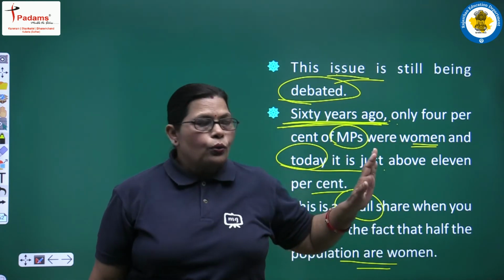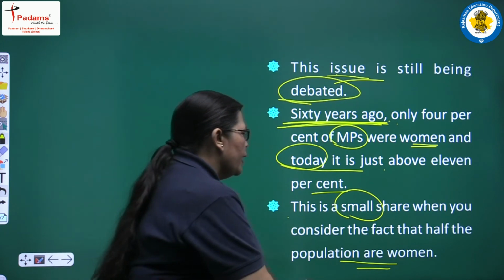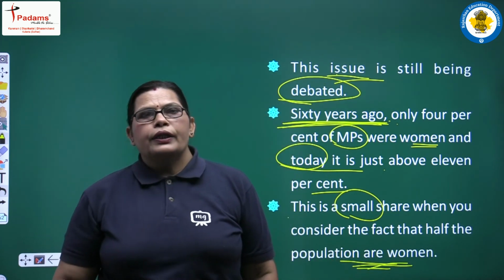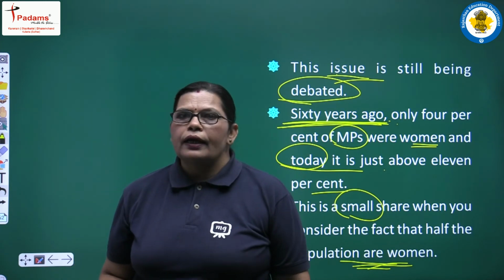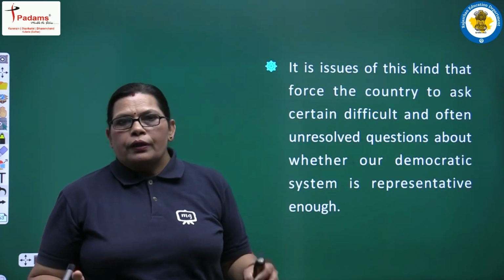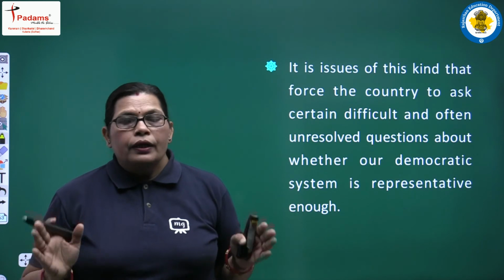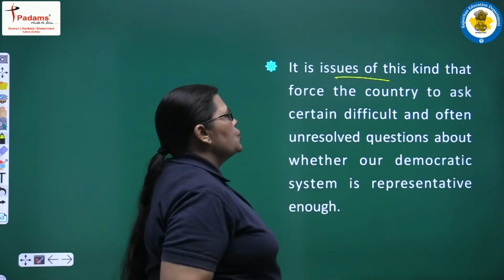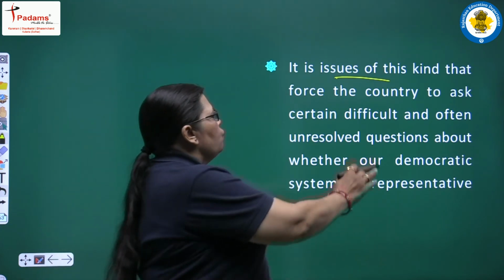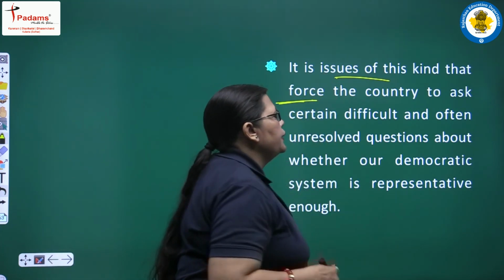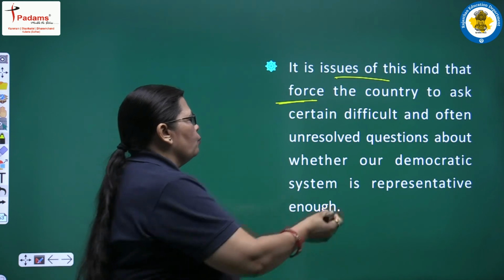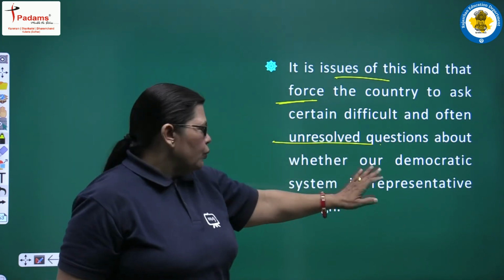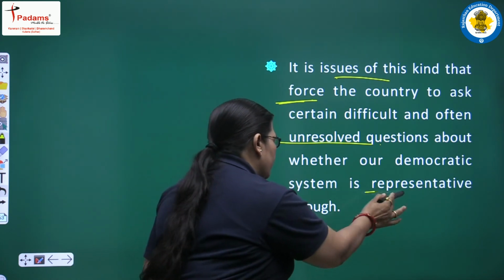No. Why? Because we still see that half of the population are women and they do not have their own representation in the parliament. So the position at present is not in a good condition. It is issues of this kind that force the country to ask certain difficult and often unresolved questions about whether our democratic system is representative enough.